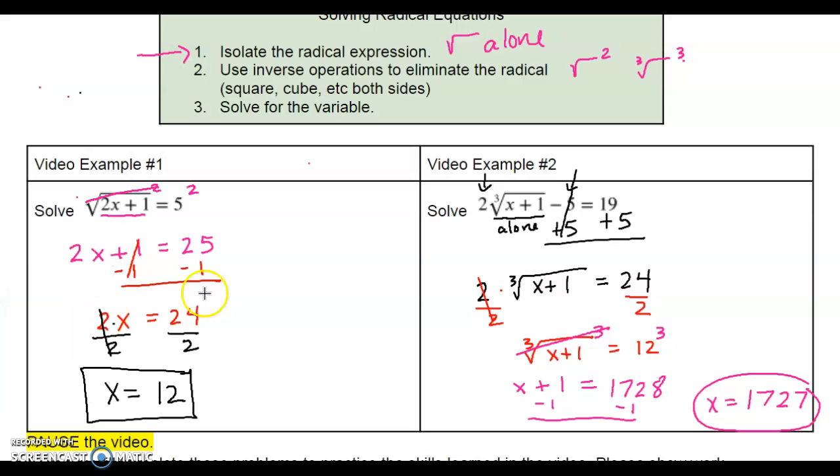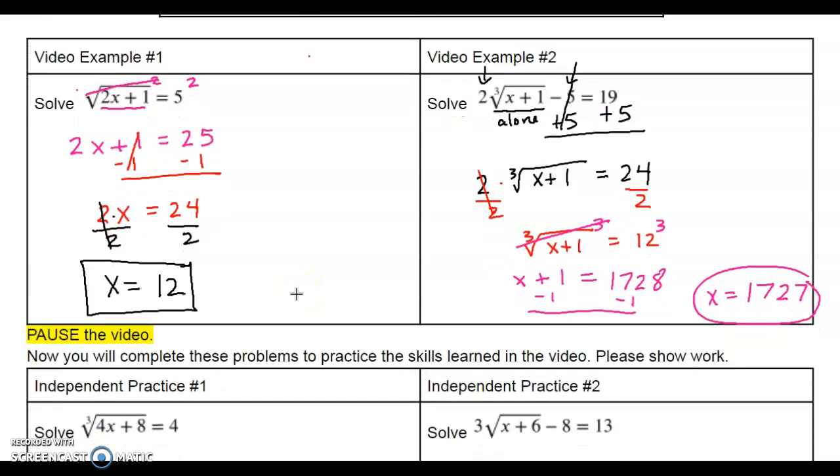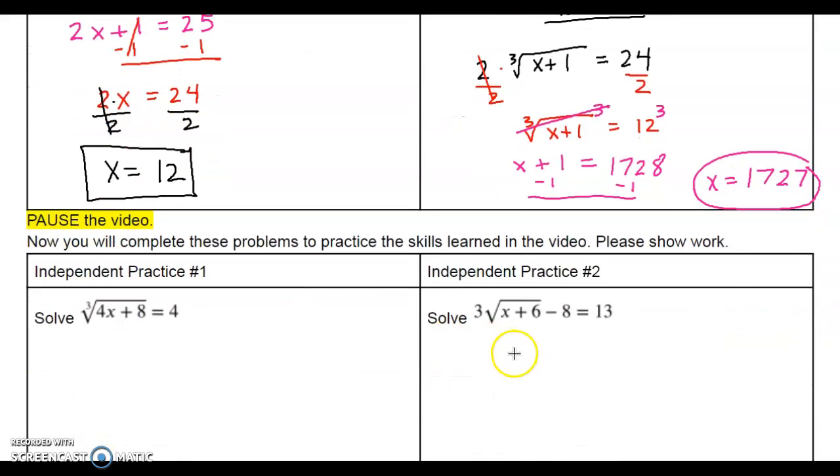All right. So if you need more help, let me know. But I've given you 2 problems to try. So go ahead and pause the video, and you want to try these 2.